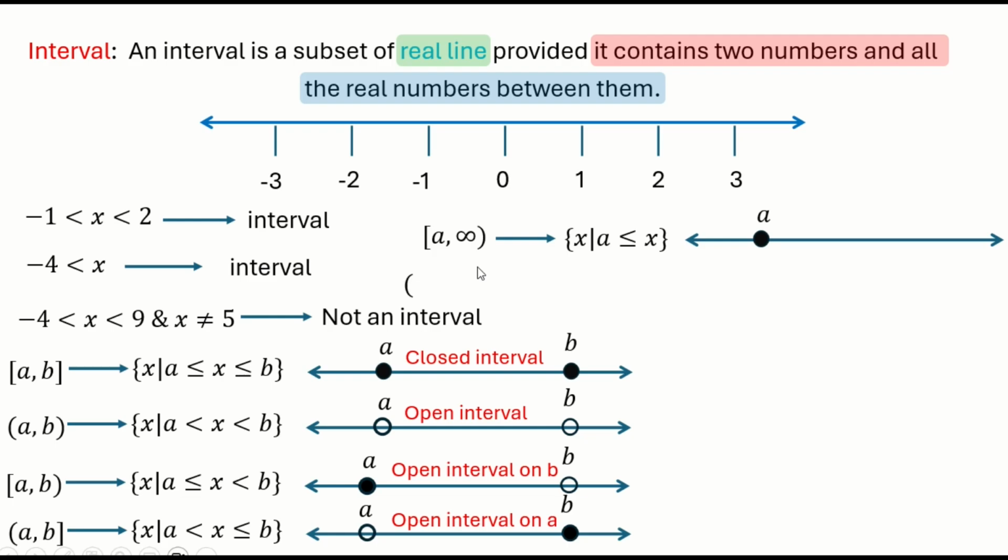Similarly, an interval open at minus infinity, because minus infinity is also not a real number, is written like this. And in the set format, it is written like x, where x is lesser or equal to b. And on the real line, geometrically, it is expressed like this, that is, we put a filled circle at the position of b.